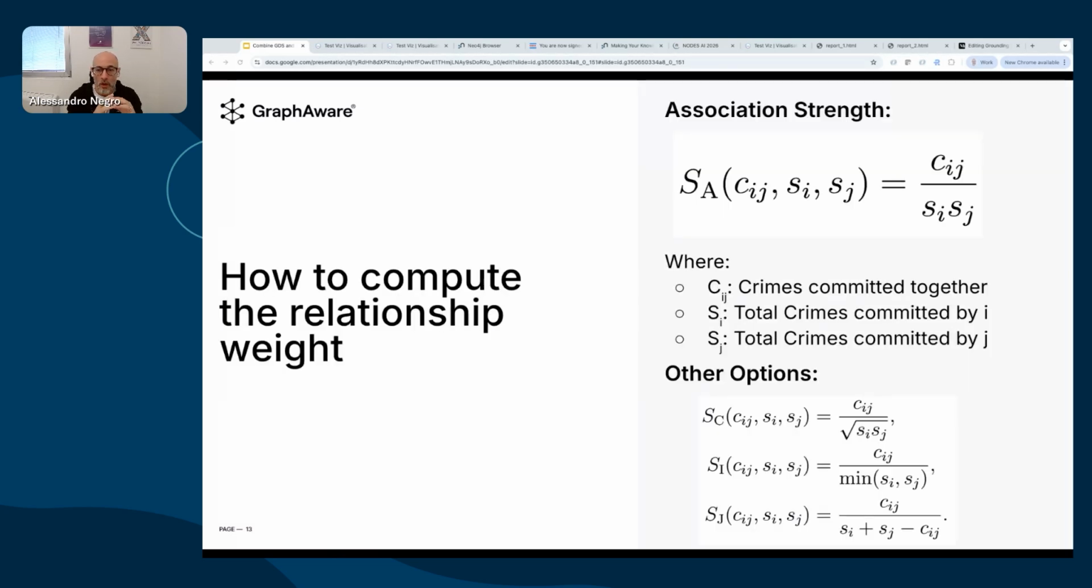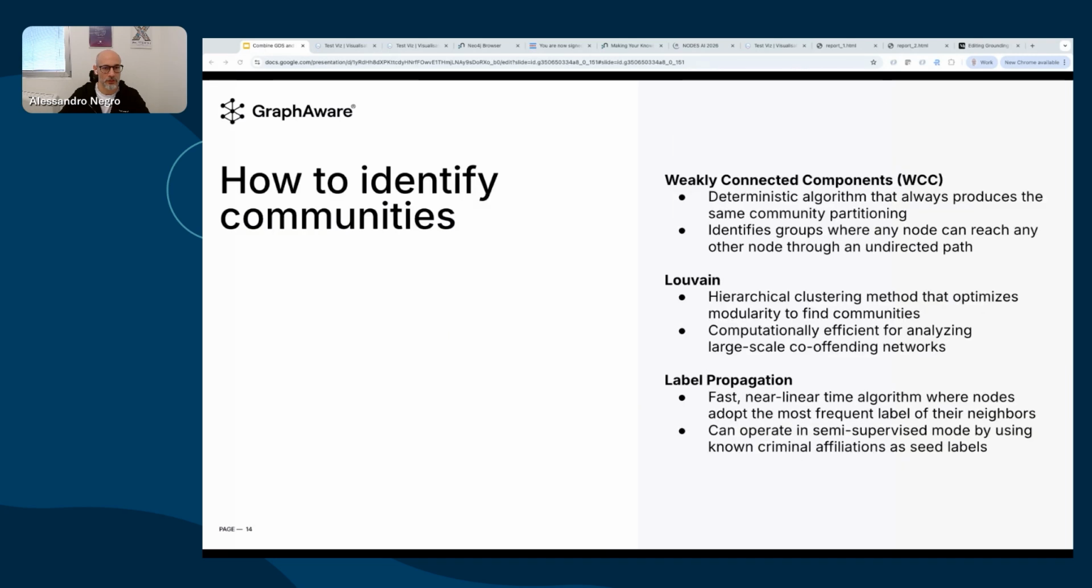So before talking about that, it's important to mention that not all of the relationships are the same. So we needed a mechanism to assign a weight to this relationship. Among the different methods and options we had, we decided to use this association strength method, that is the same used for analyzing paper co-authorship. The interesting thing about this method is that it considers not only the number of crimes committed by two people together, but also the number of crimes that each of them committed in general. And we noticed this assigned a better weight to this relationship.